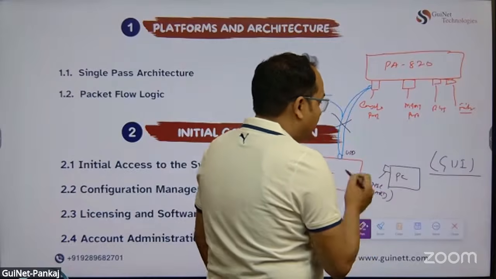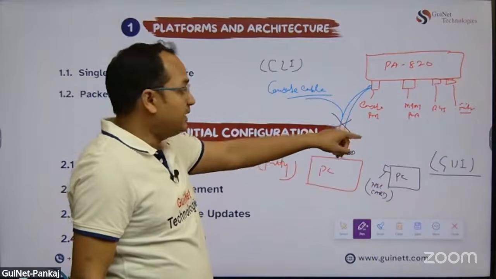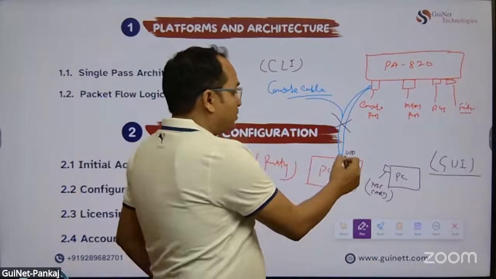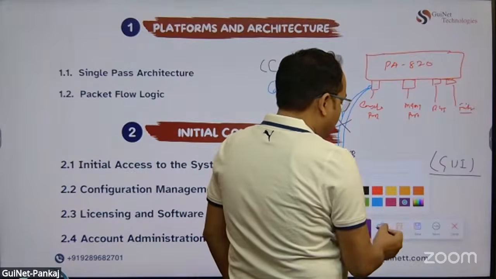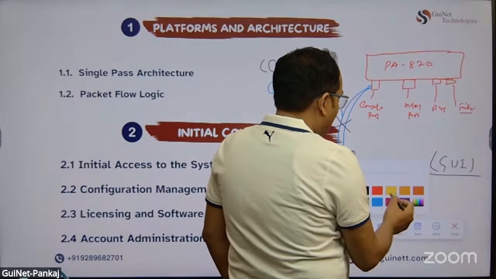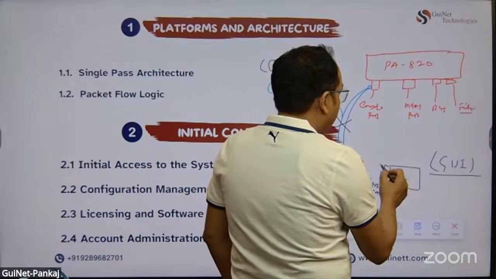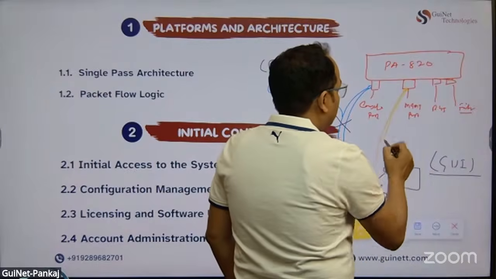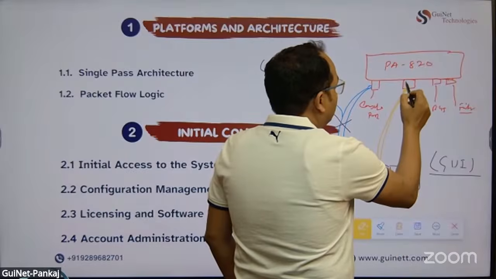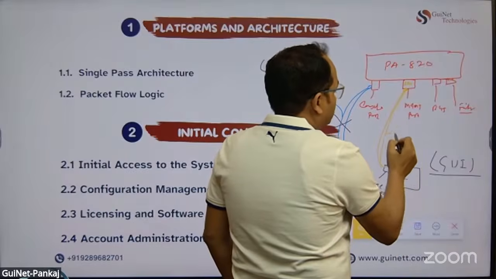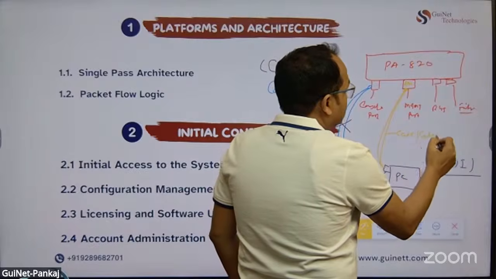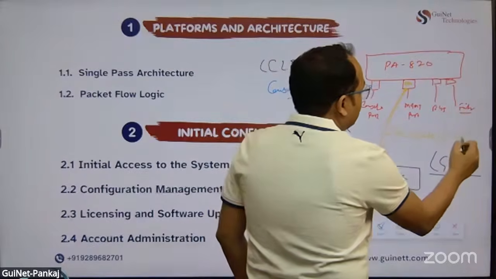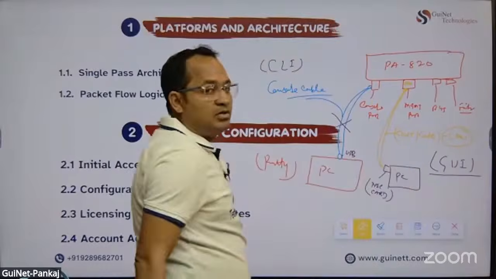We have two differences. If you are going for console connectivity, this is going to connect your USB port. But this is going to a NIC card, and the NIC card is going to make a connectivity with my management port. This is also your RJ45 port. So this is going to be either the Cat 5 cable or Cat 6 cable. This is known as the LAN cable. By using this LAN cable, you can take the GUI access.